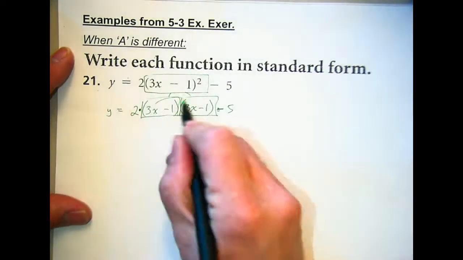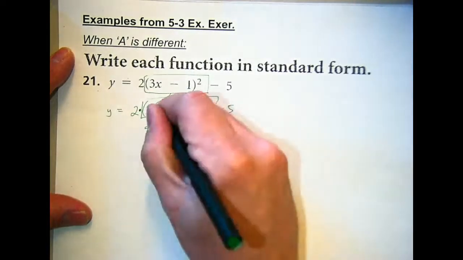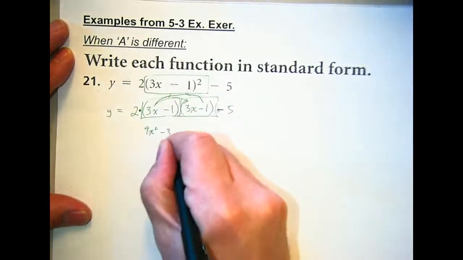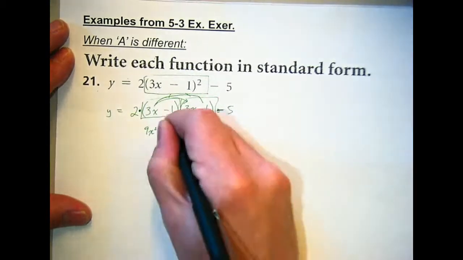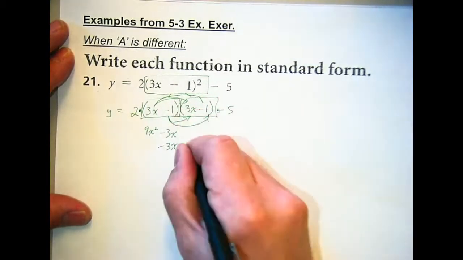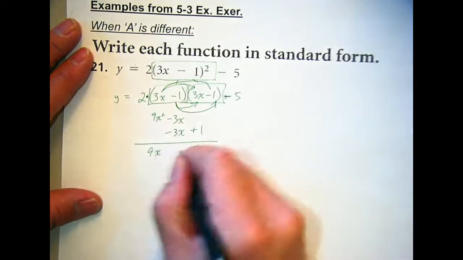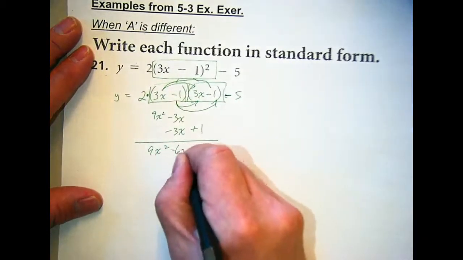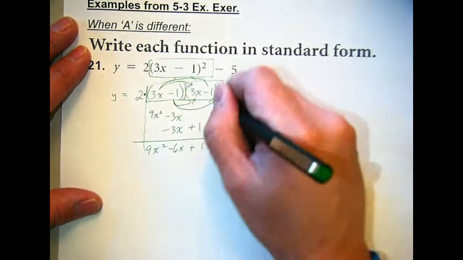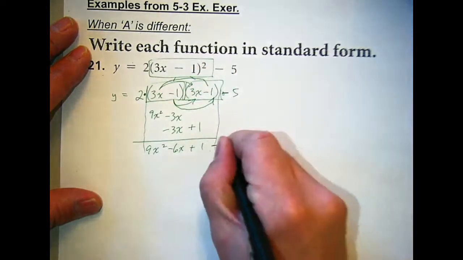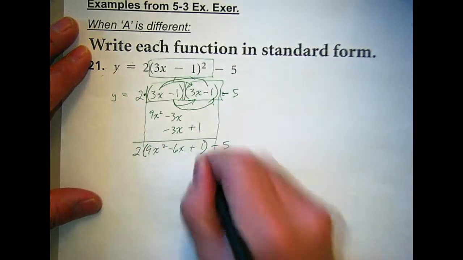3x times 3x is 9x squared. 3x times negative 1 is negative 3x. Negative 1 times 3x is negative 3x. And negative 1 times negative 1 is 1. So I end up with 9x squared minus 6x plus 1. That is that chunk. I still have a minus 5 at the end, and I still have a times 2 on this quantity right there.